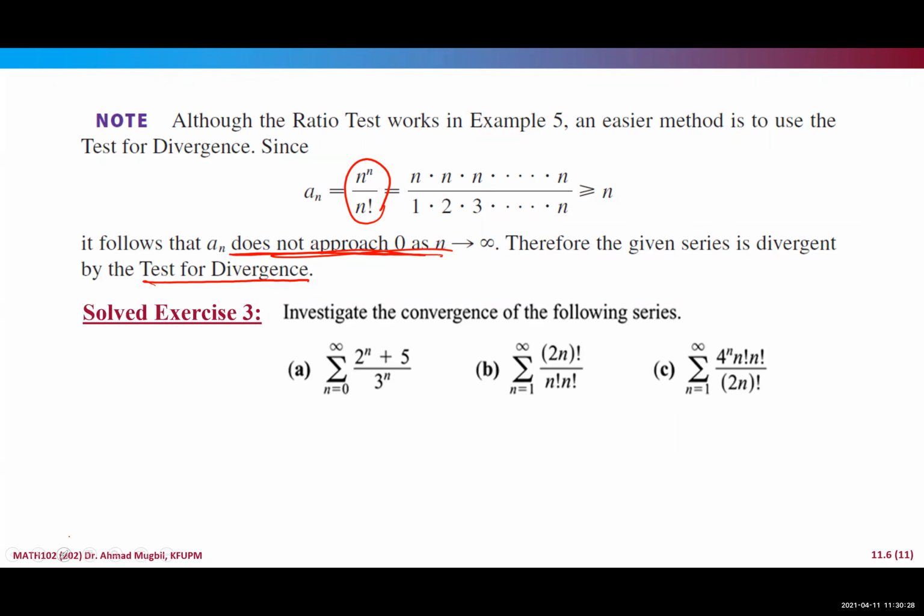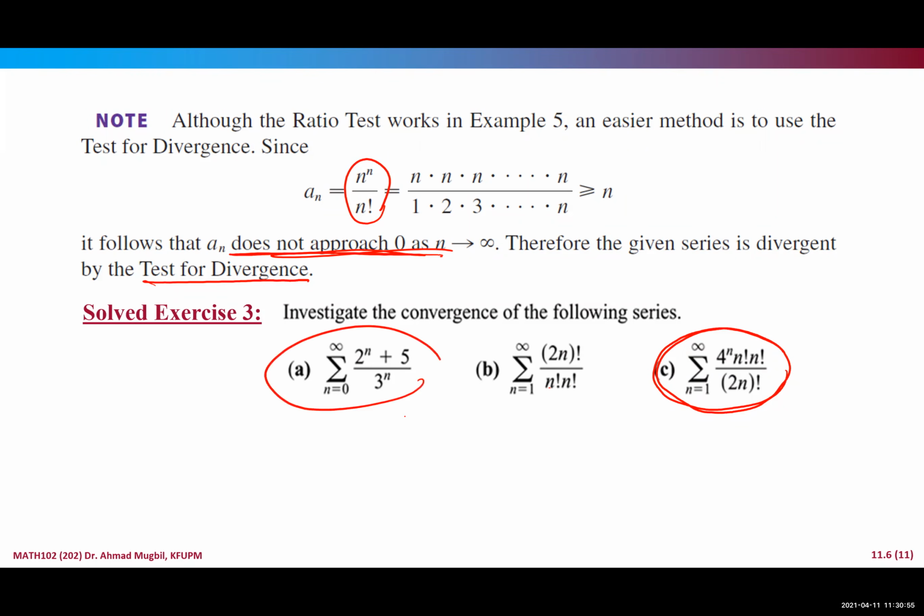And this is a solved exercise for you to practice. Look here. It is, of course, very convenient to use the ratio test whenever you have factorials, unless the limit is 1. In some situations, the limit could be 1. So when you have factorials, think about using the ratio test.